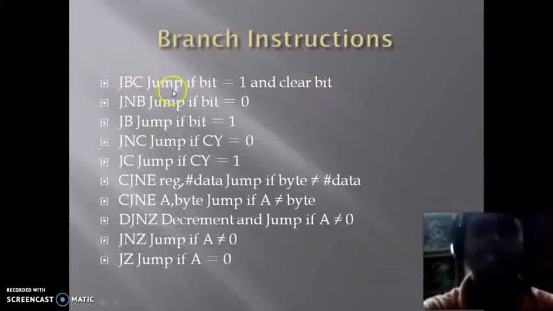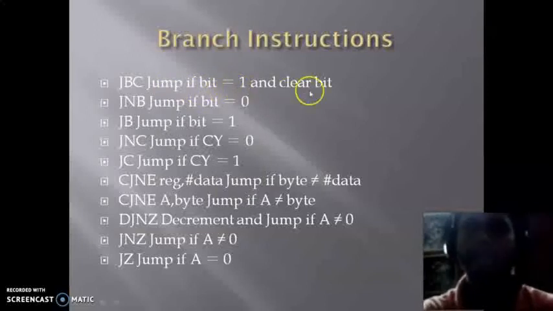First is JBC, that is, jump if the bit is equal to 1 and clear the bit. What is happening here? We check a bit to see whether it is 1 or not. If it is 1, then we jump to a particular location specified by the instruction, and obviously we also have to clear the bit. Next is JNB, that is, jump if the bit is equal to 0. Now we check a bit to see whether it is 0 or not. If it is 0, then we jump to a particular location, which is specified by the JNB instruction, the address written after JNB.